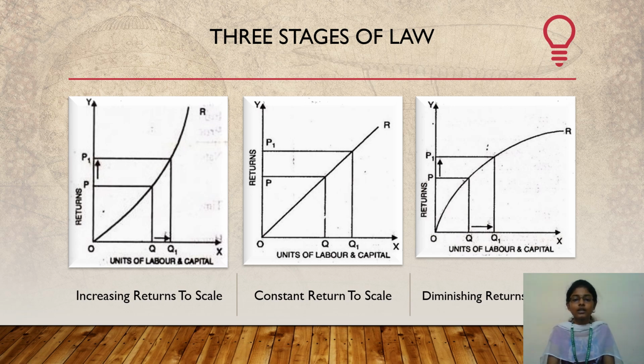This graph also has OX, which represents increasing labor and capital. OY represents the output. Here, when labor and capital increase from Q to Q1, then the output increases from P to P1, which is less. This means that although the factors of production are increased, the increase in production is comparatively decreased, which results in diminishing returns to scale.